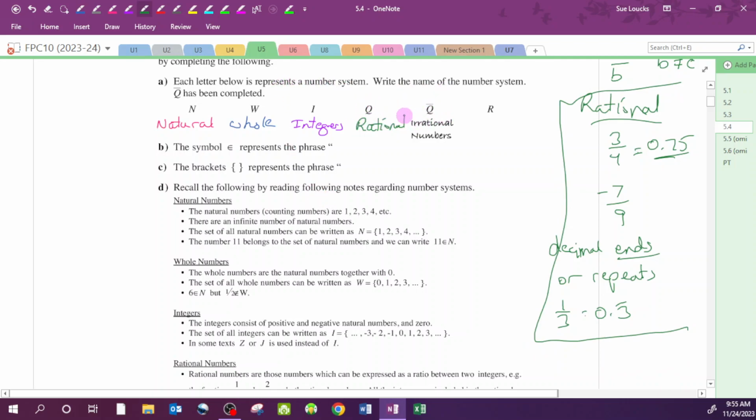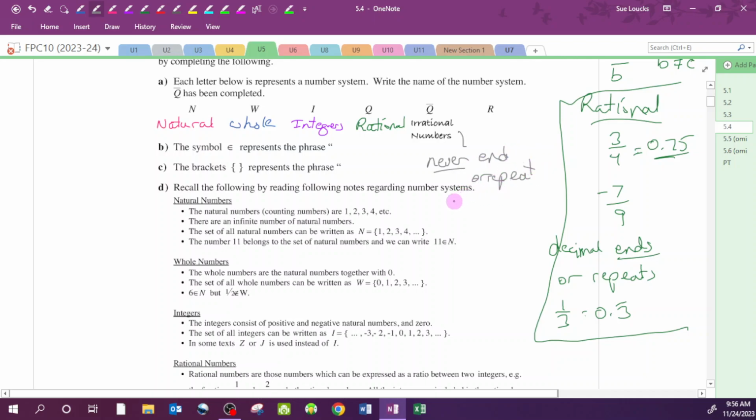And then the other group of numbers is the irrational numbers, and it's a logic symbol: it's Q bar. The Q with a bar over top means not. So the irrational numbers are all of the numbers that are not rational, and that means you can't write them as a fraction of integers. And if you write them as a decimal, they never end or repeat.